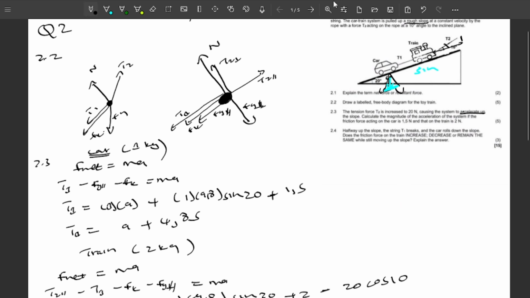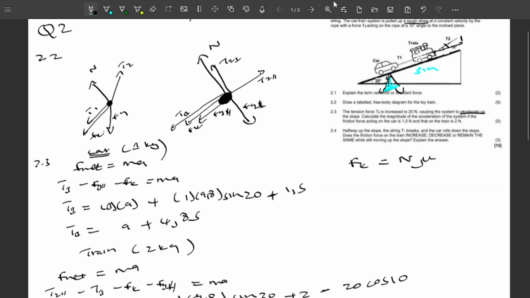We have to look at what affects friction. When we define Fk, it's defined by the normal force and the friction coefficient. So now they said, what will happen? Will the friction on the train change? Will it increase, decrease, or remain the same? Now look at it. Does the normal force change when it loses the car? When the T1 snaps, does the normal force of the train change? No, it doesn't. So this means it just remains the same, because the normal force doesn't change.